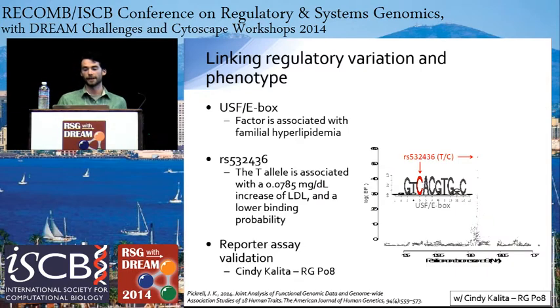So in addition to just looking at the annotation-wide enrichments, we can also zoom in and look at the individual association blocks. And so here's an example using that USF E-box factor I mentioned, where there's this large association peak, and this SNP here happens to fall within a motif for the USF E-box shown here. And the T allele is an effect SNP. It's associated with a decreased amount of binding, and it's also associated with an increase in LDL levels in the blood. And my colleague Cindy Kalita has been doing some reporter assay work on validating this and several other variants.